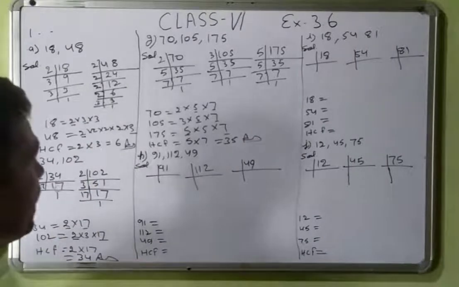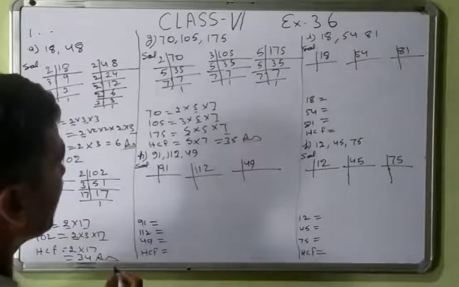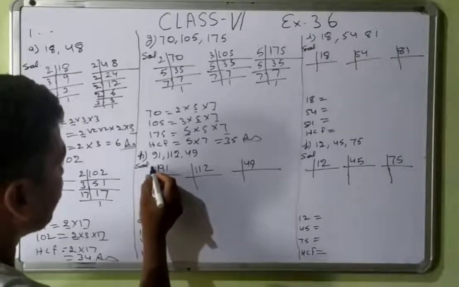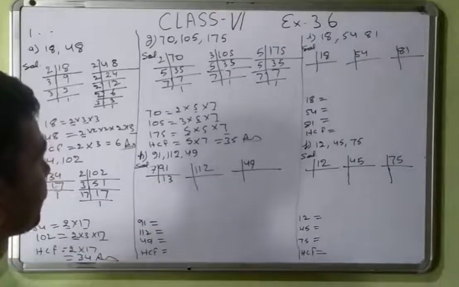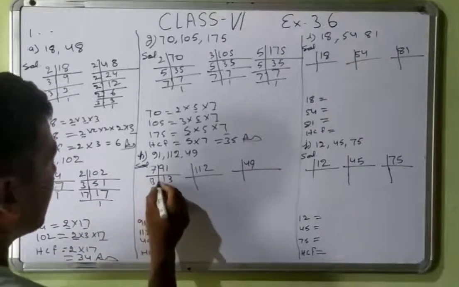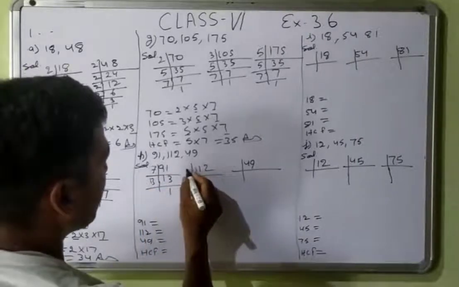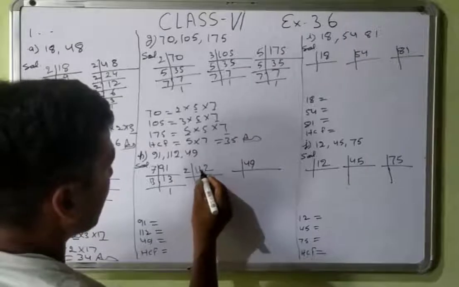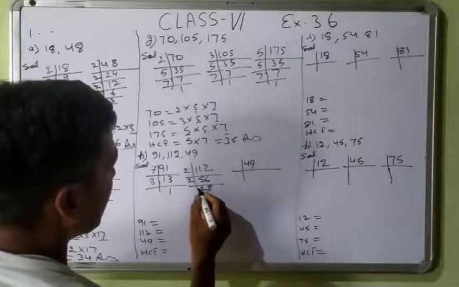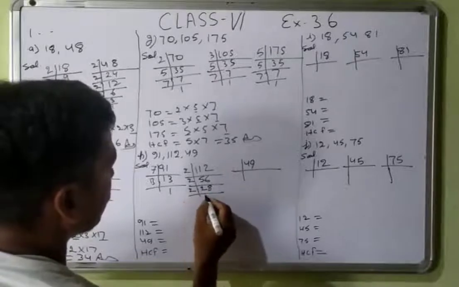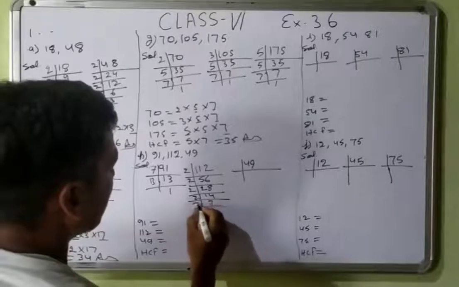H part: 91, 112, 49. So 91 can be divided by 7: 7 thirteens are 91, and then by 13, 13 ones are 13. 112 divided by 2: 2 fifty-sixes are 112, again by 2, 2 twenty-eights are 56, again by 2, 2 fourteens are 28, again by 2, 2 sevens are 14, and then 7.